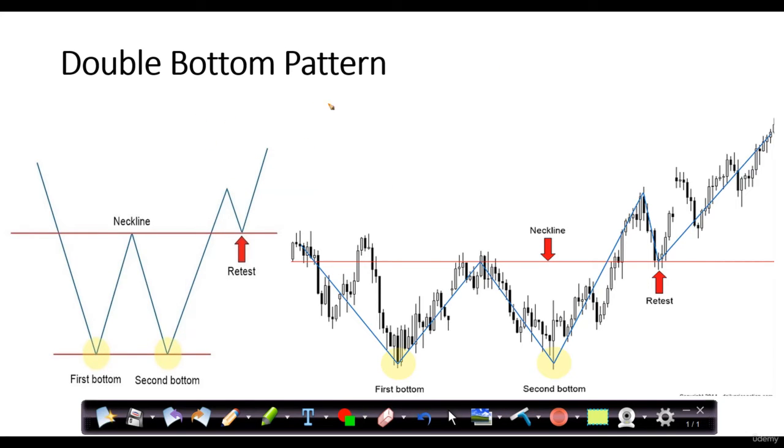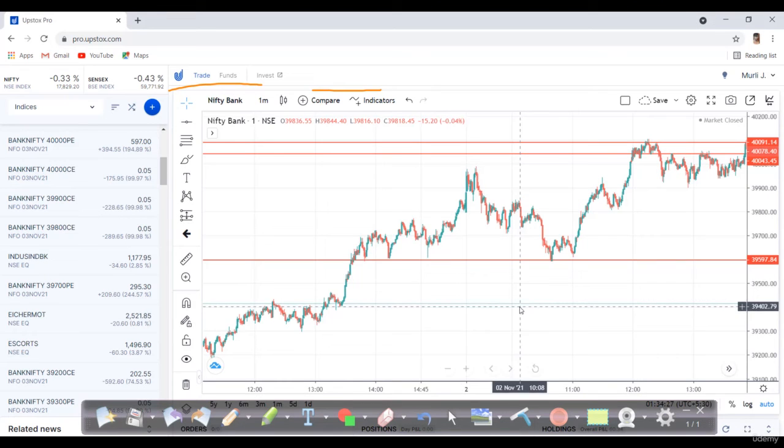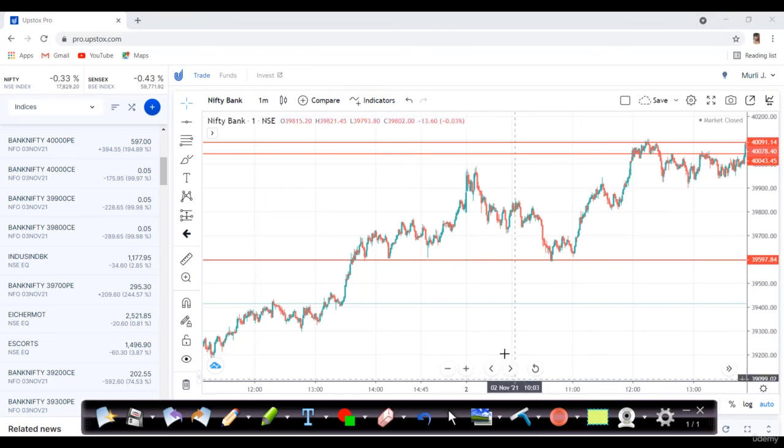You can observe this double bottom pattern in the live market. Now let's take an example from the chart itself. If I open the chart, see, I already shortlisted for you, as I am doing always.